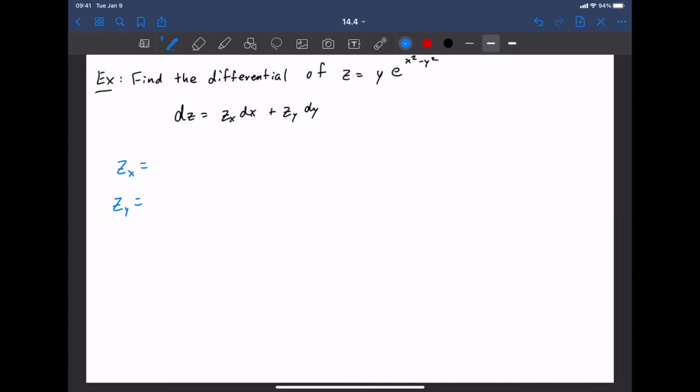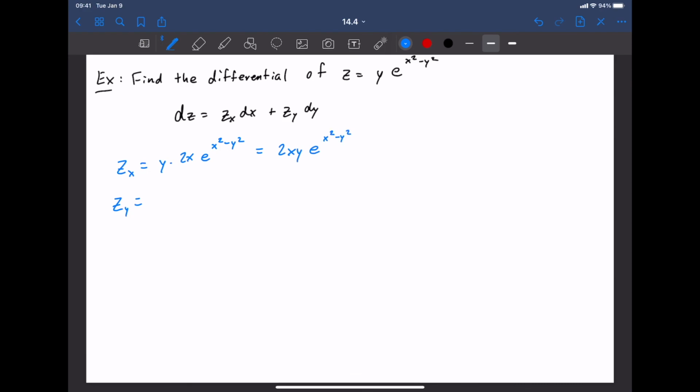3, 2, 1. With respect to x, almost everything's a constant. But I do have the chain rule to worry about. So I have y times the derivative of the exponent, which is 2x, e to the x squared minus y squared. Everything stays the same. And we might reorganize that to be 2xy e to the x squared minus y squared. That's usually how that's written.